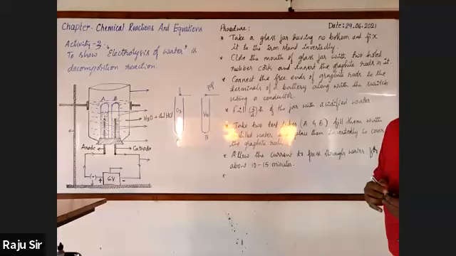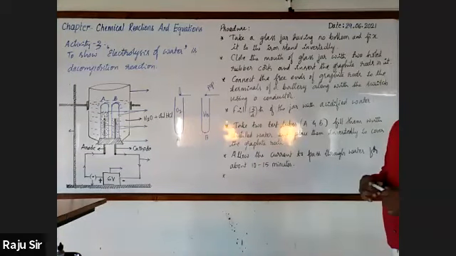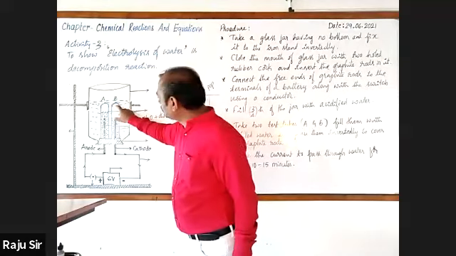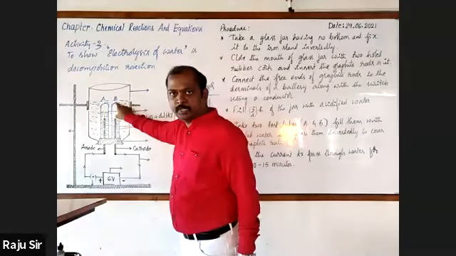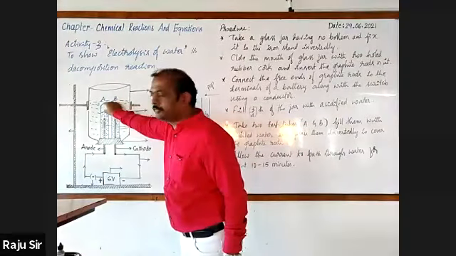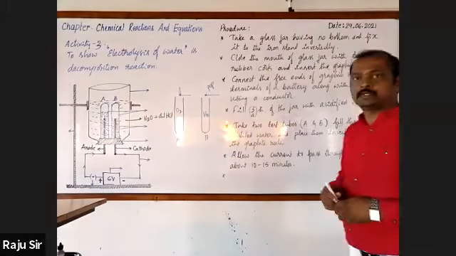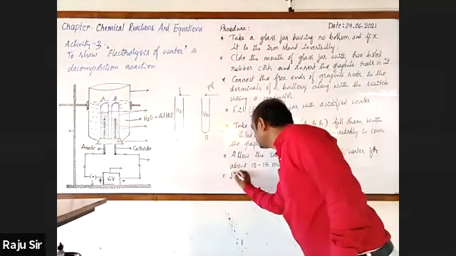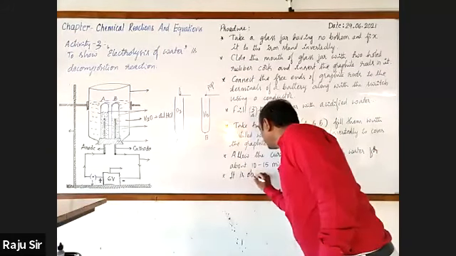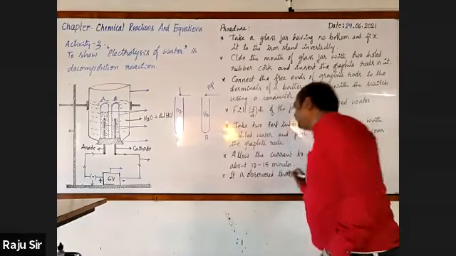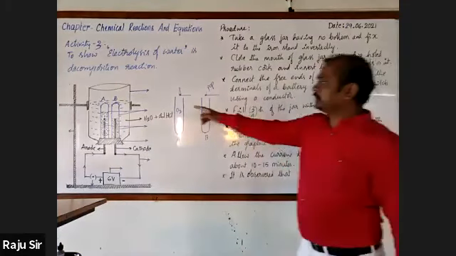Next, we have to write the observation. What will be our observation? We will observe that the amount of gas collected in test tube B is double the gas collected in A. That is the first observation.